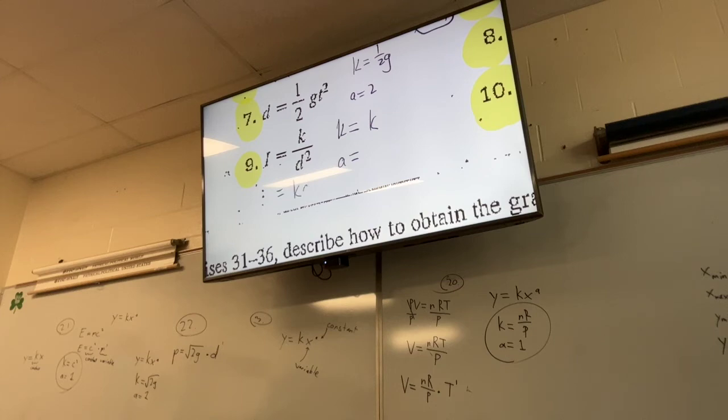Now this is not 2. K over d squared equals k times d to the -2, so a equals -2. Does that make any sense?